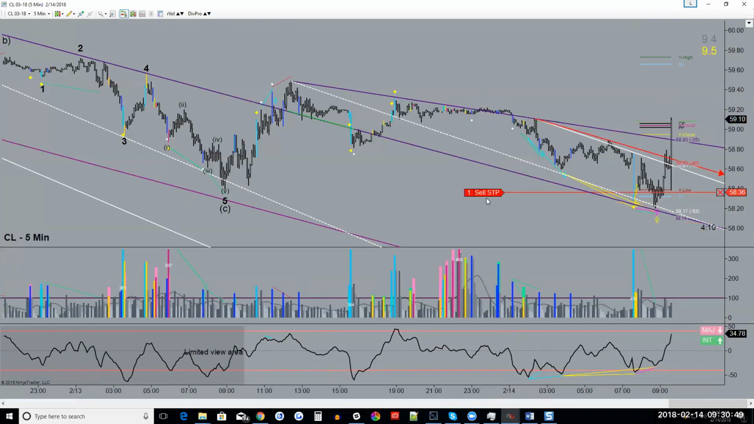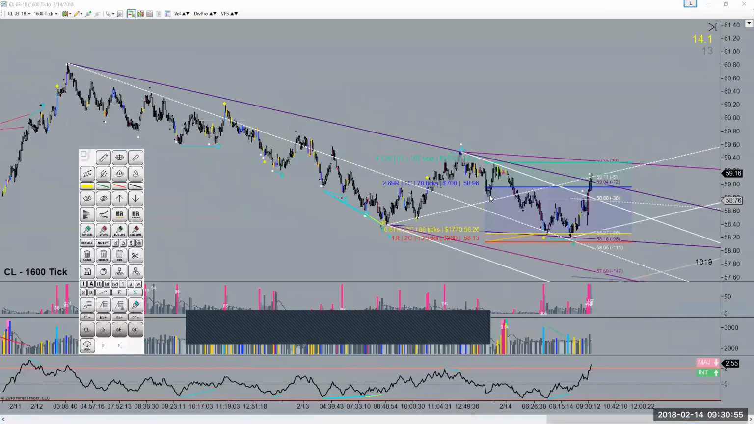I'm gonna get out. Order filled. I'm out right there. It's probably gonna keep going straight up, but we had hit a few areas, so I'm gonna be done with it.